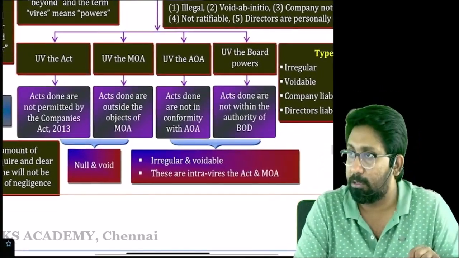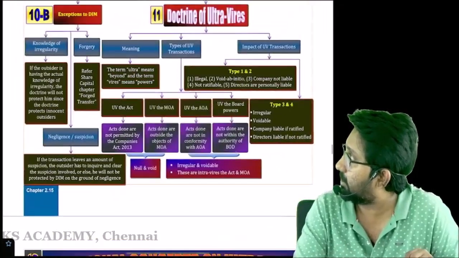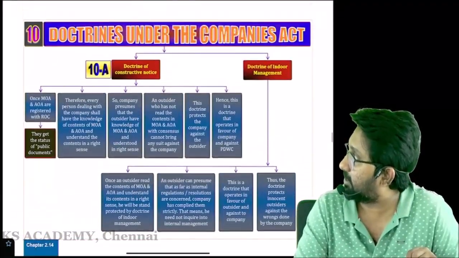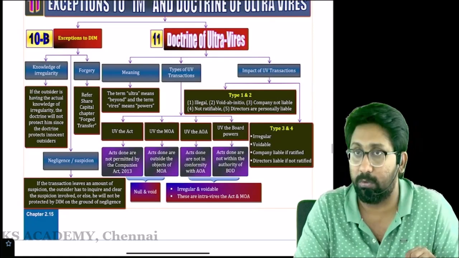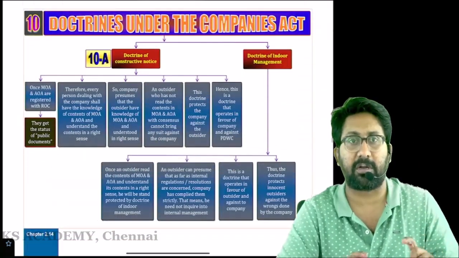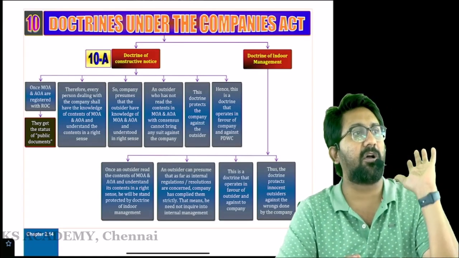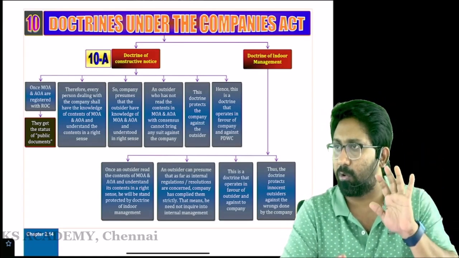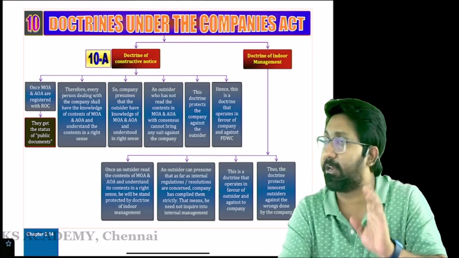Clear? So this is how we are going to do this. First 2 charts. This is chart number 1, this is chart number 2. Once we complete these 2 charts, we will be completing the doctrines under the Companies Act. Since the doctrine is not there in the act or rule or section or subsection, charts material is more than enough for the exams.